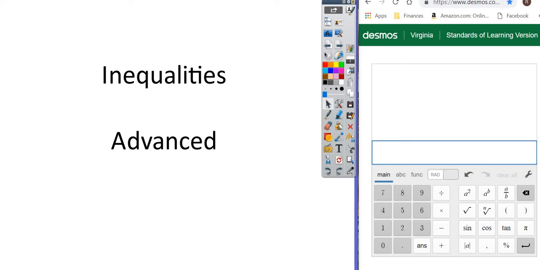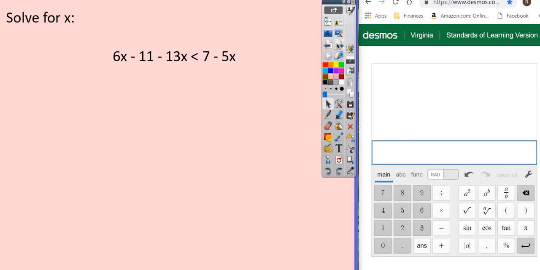Okay, inequalities advanced, here we come. Let's see what we've got to do. Alrighty, well, we're going to start this by going ahead and drawing a line. Whoops, maybe we will if I get a pen. Here we go. And the first thing I have to do is combine like terms. There's no distribution, no parentheses, so let's combine like terms.